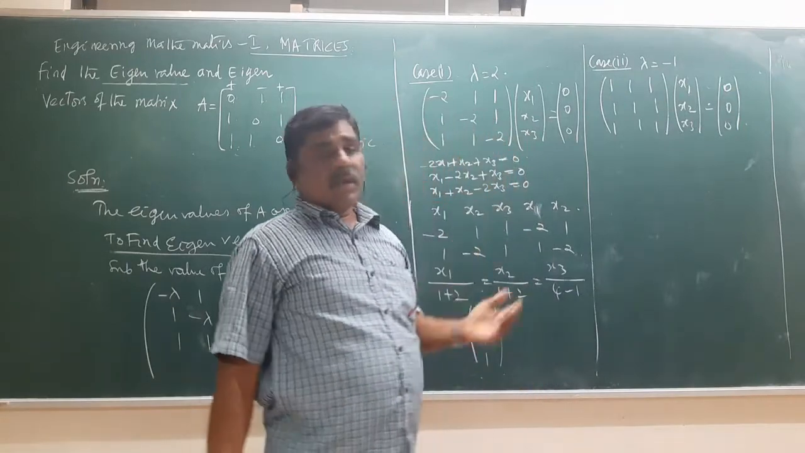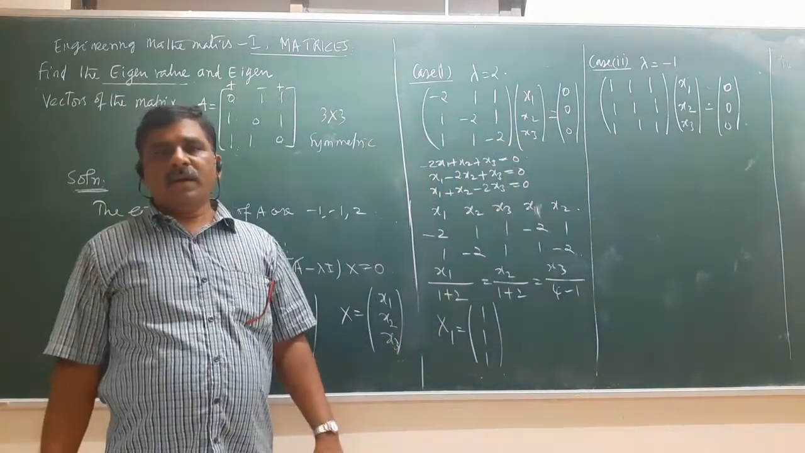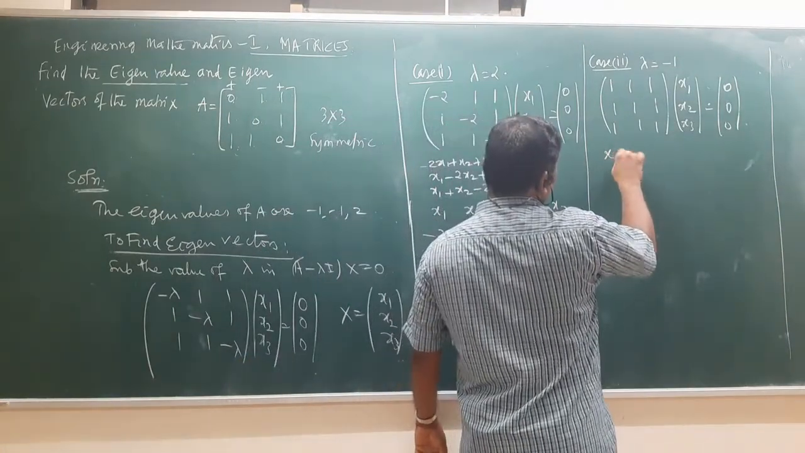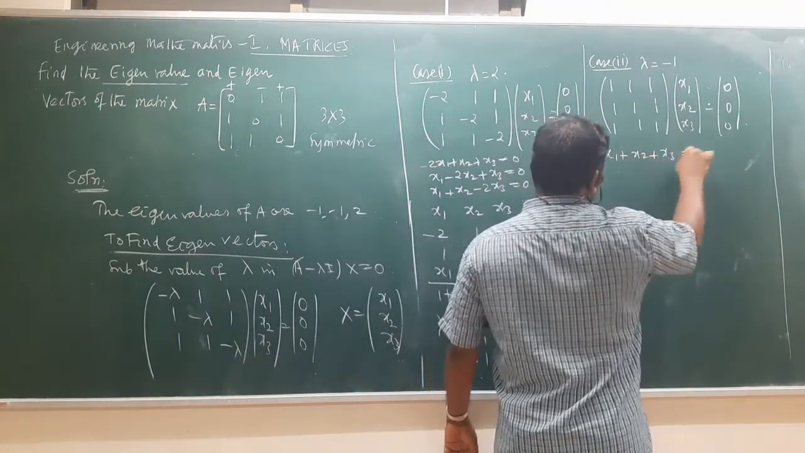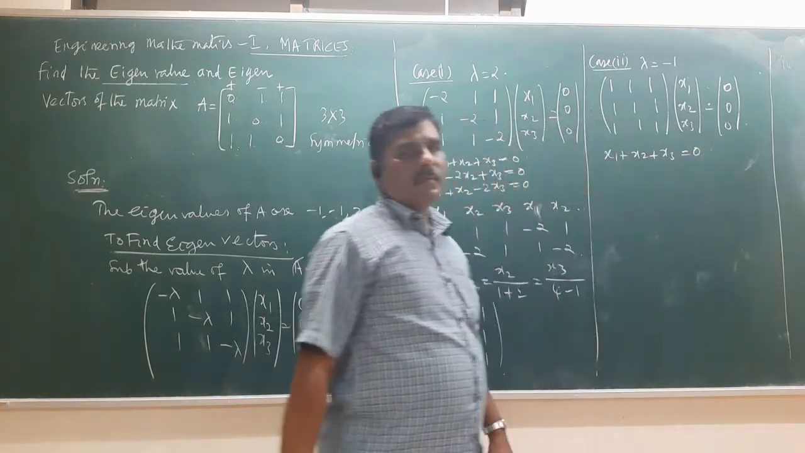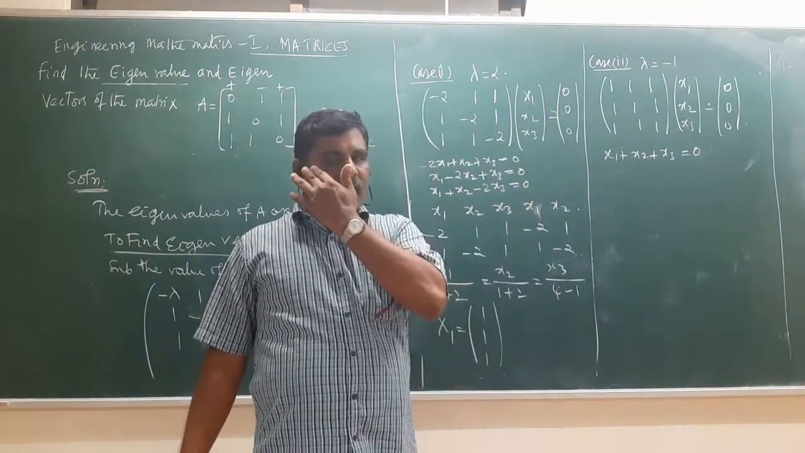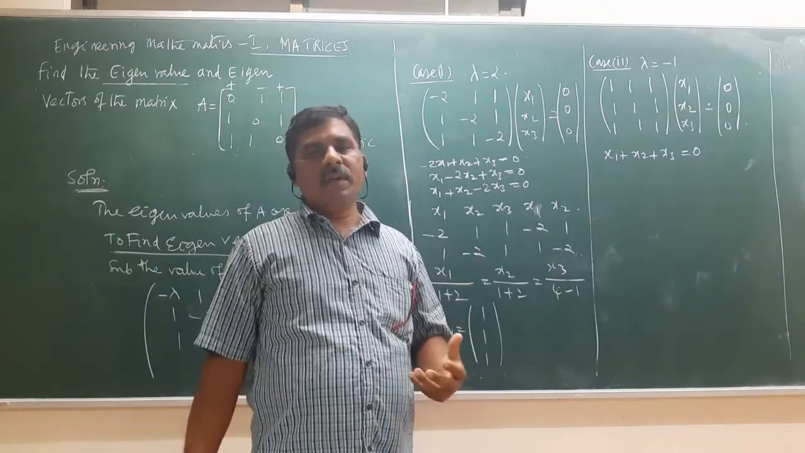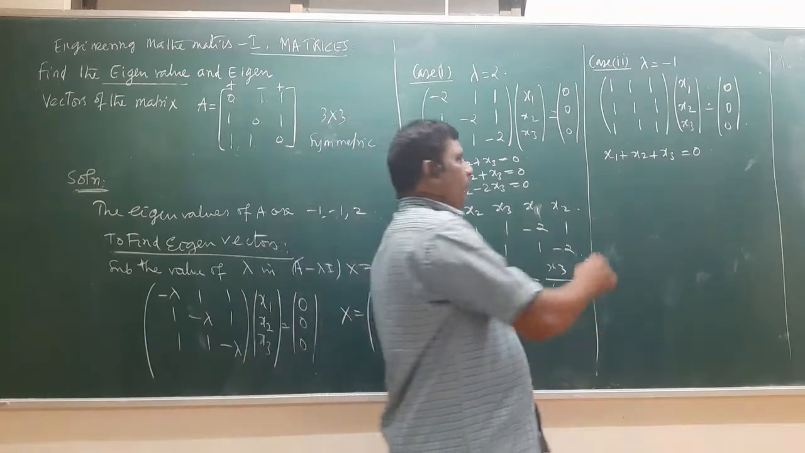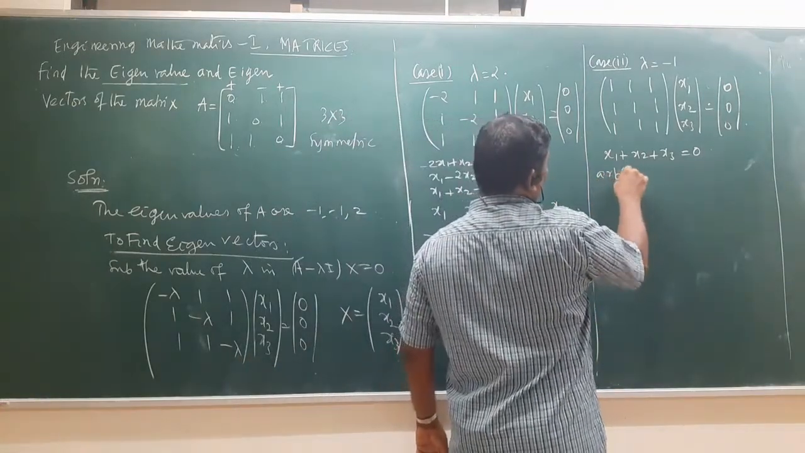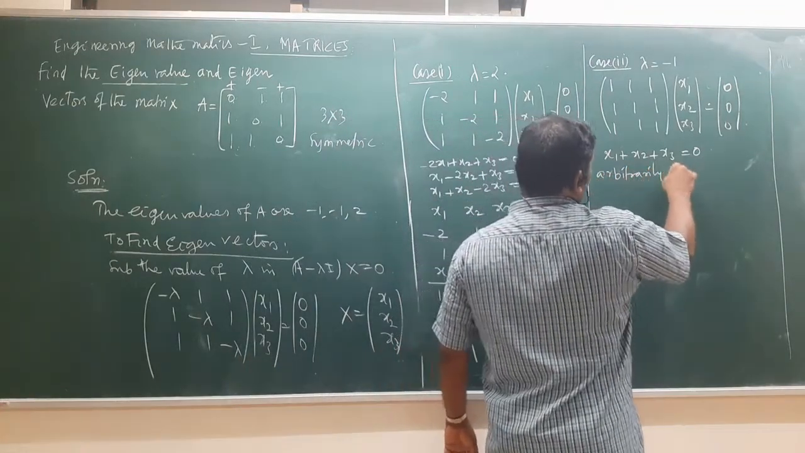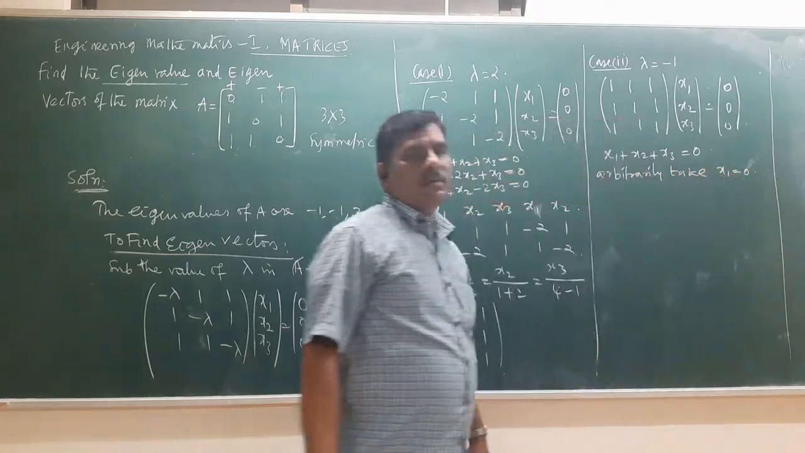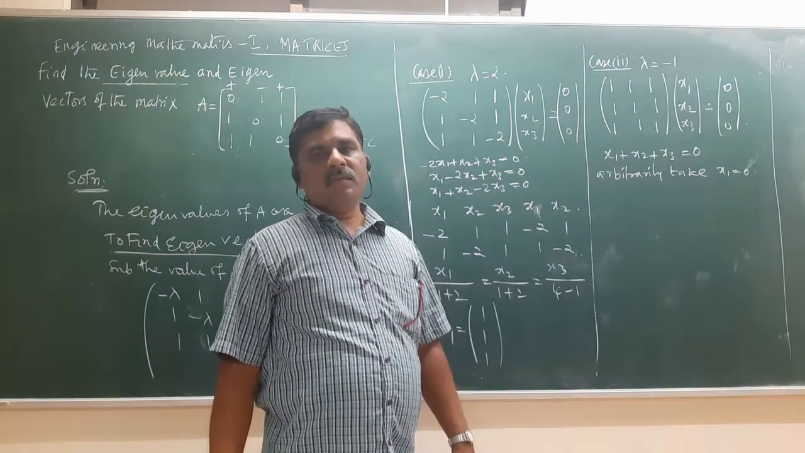So all the rows are identical rows. At that time, what will you do? You take any one of the rows: x1 plus x2 plus x3 equal to 0. But x1, x2, x3 are not all equal to 0. Arbitrarily, you can take any one of them equal to 0. Arbitrarily take x1 equal to 0.